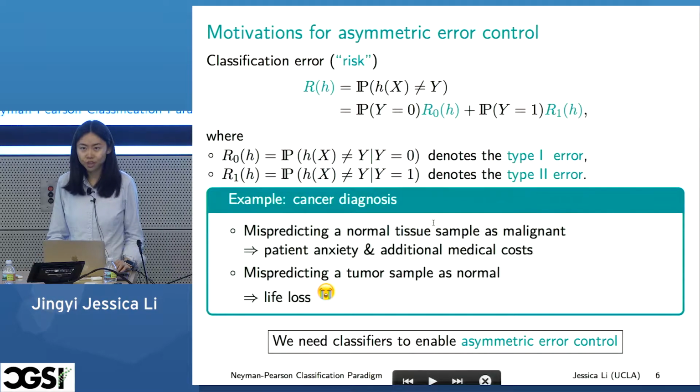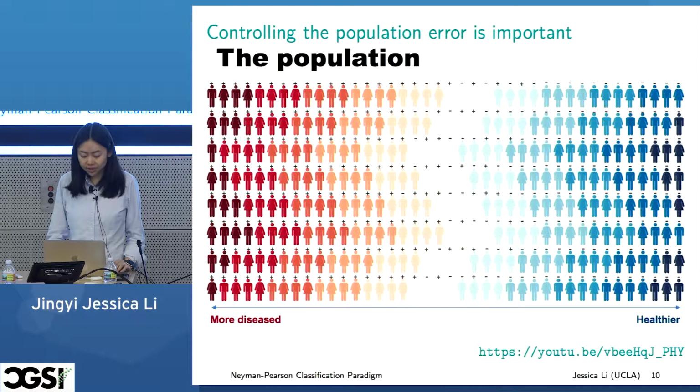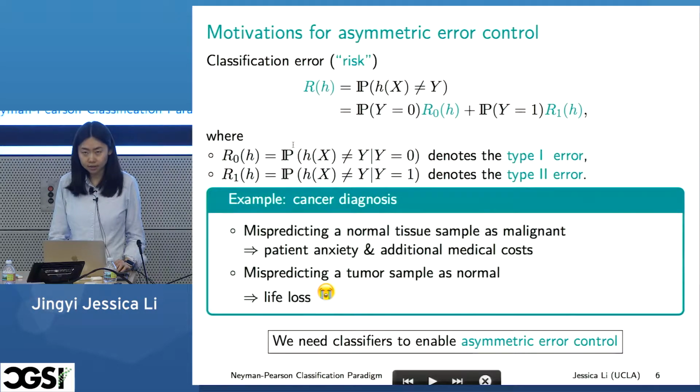So before I jump into our paradigm, I want to make a distinction between a population classification error and an empirical classification error. As you can see in the definition, the type 1 error here, R0, is based on the probability, which is based on the whole population, not just our training data or our test data. So let's use this cartoon as the example. Why is controlling the population error important?